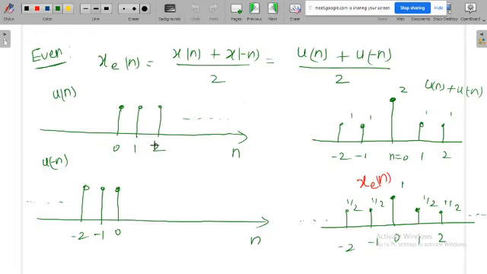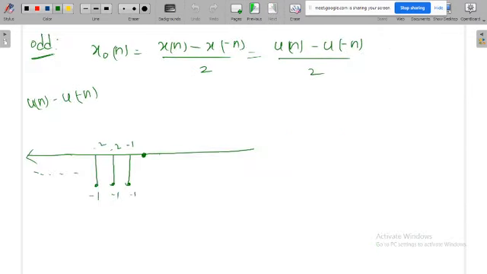Next, what is happening? After n is equal to 1, this first diagram is having samples, but in the second diagram there are no samples. So 1 minus 0, 1 minus 0, 1 minus 0. So again simply it is 1. So the value is 1 from 1 to 3, and again it goes on like this up to infinite. Now this is u of n minus u of minus n.